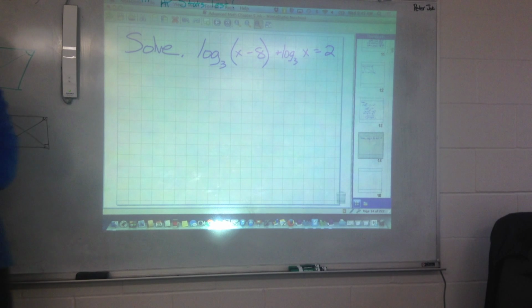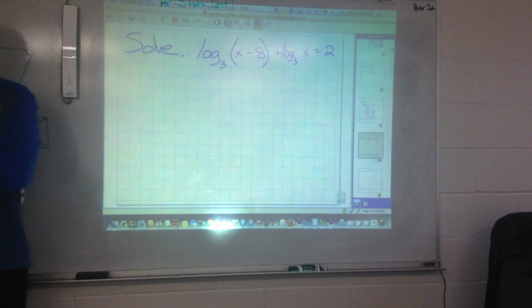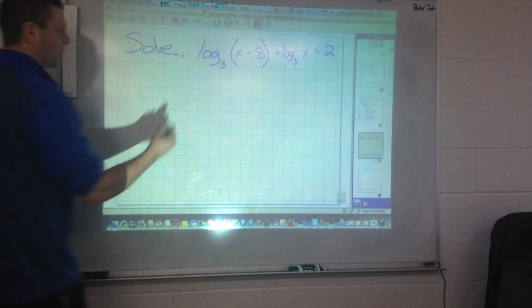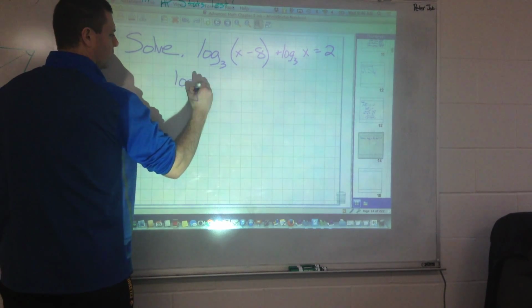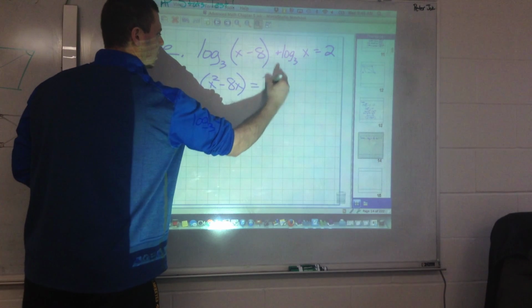What do we got to do first here? Yeah, make it one logarithm. It's addition, so therefore we can multiply them together. We can multiply the x minus 8 times the x. What is x minus 8 times x? X squared minus 8x. Very good. So that's what I'm going to write. Log to the base 3 of x squared minus 8x equals 2.